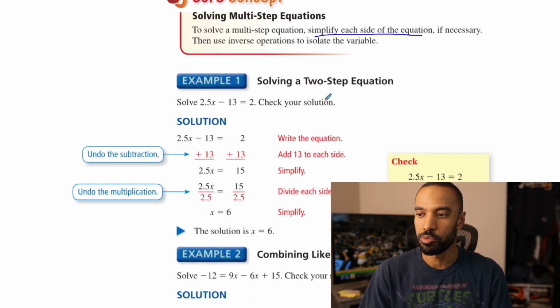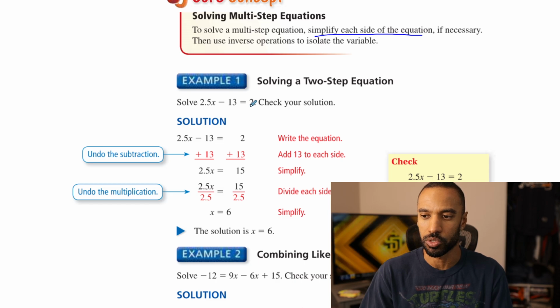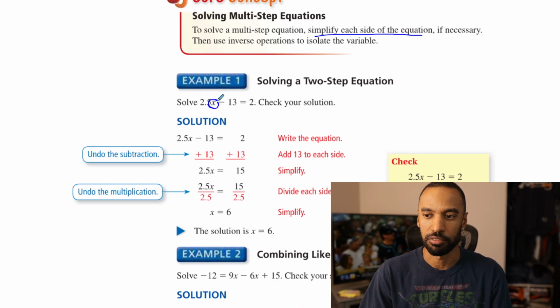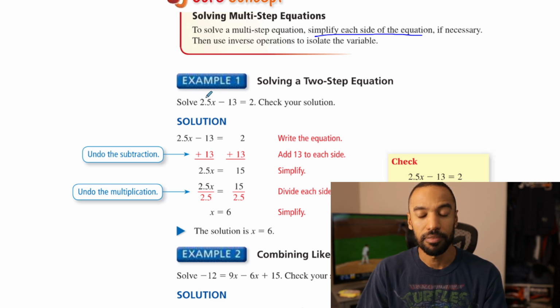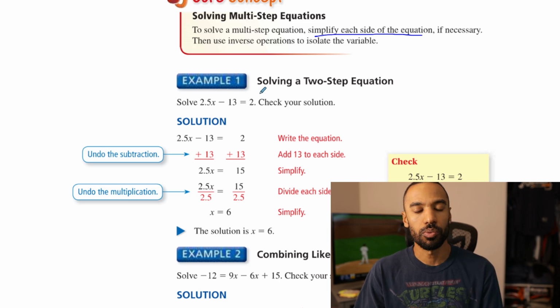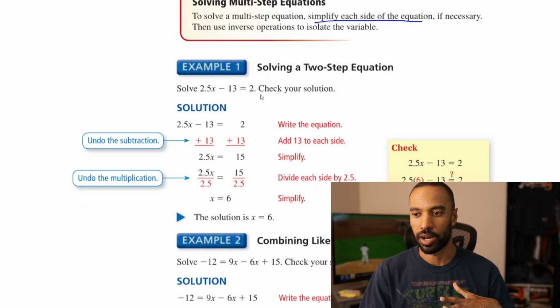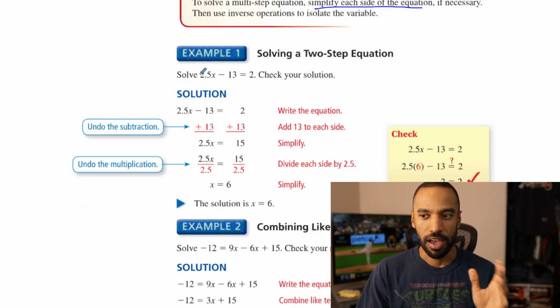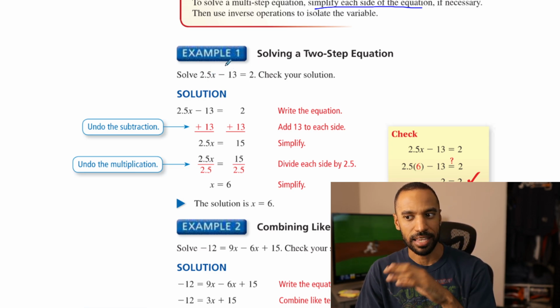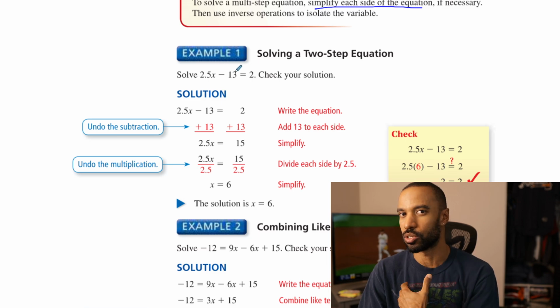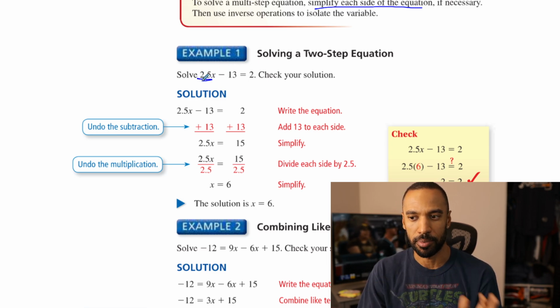So in solving this two-step equation here, for example, solve 2.5x minus 13 equals 2. We have to get this x by itself. Now, two things are affecting it. x is being multiplied by 2.5, and then afterward 13 is being subtracted, and that equals 2. So you really want to work backwards. If 2.5 is being multiplied by x first, and 13 is being subtracted last, that sounds like something minus 13 is 2. Doesn't matter if it's multiplied by 2.5 or not.